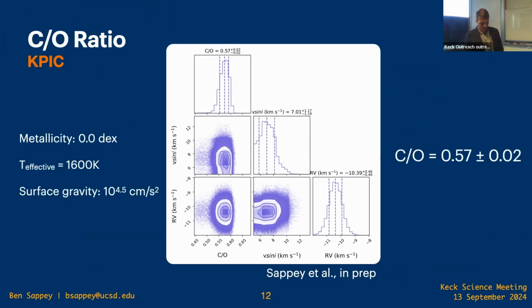So we can also do a statistical measurement of the C to O ratio of this object. We keep the temperature and log g of this object fixed and then generate a grid of varying C to O ratios while keeping the metallicity fixed. And we find a solar C to O ratio, which is fairly expected for an object of this mass.